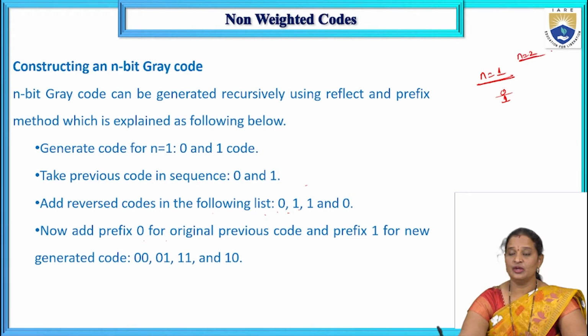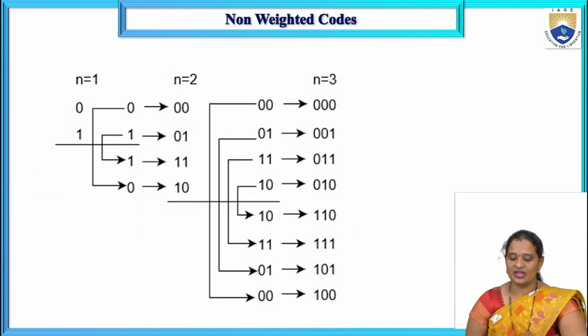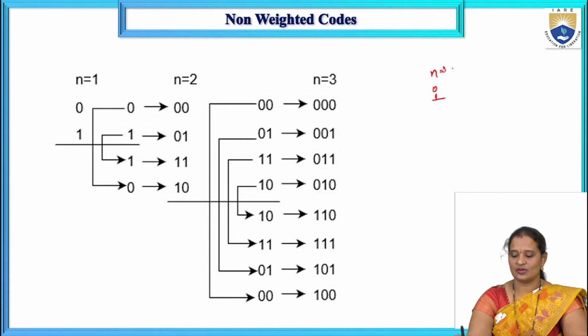N is equal to 2. How many codes may we get? 2 to the power n, that is 2 to the power 2, which is 4 codes. So how to get the 2-bit gray code for that? First of all, write down the 1-bit gray code, which is 0, 1. This is n equal to 1.